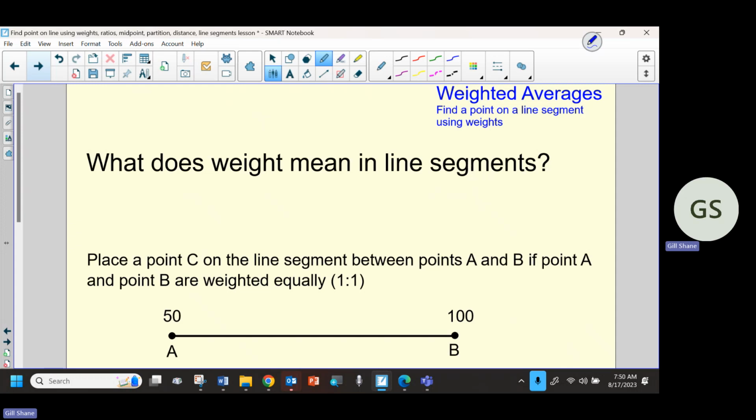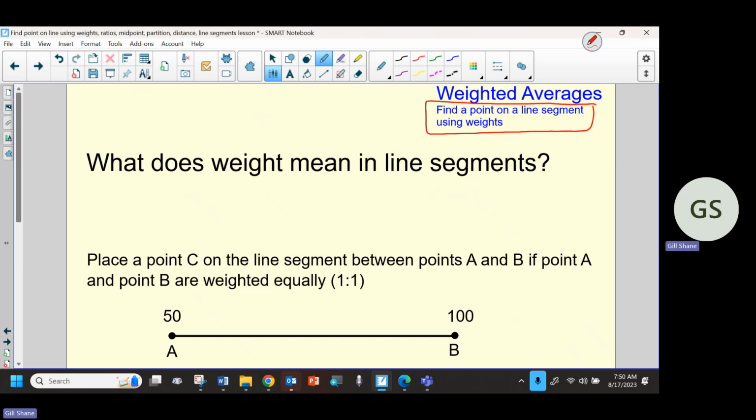So here we go. Let's talk about an actual problem. Again, we're talking about weighted averages. It's really finding a point. If you want to write a title, this is what we're doing, and it's up on the board. I'll write it up on the board as well: find a point on a line using weights. If you're confused about what we're even doing, we're finding a point on a line using weights.